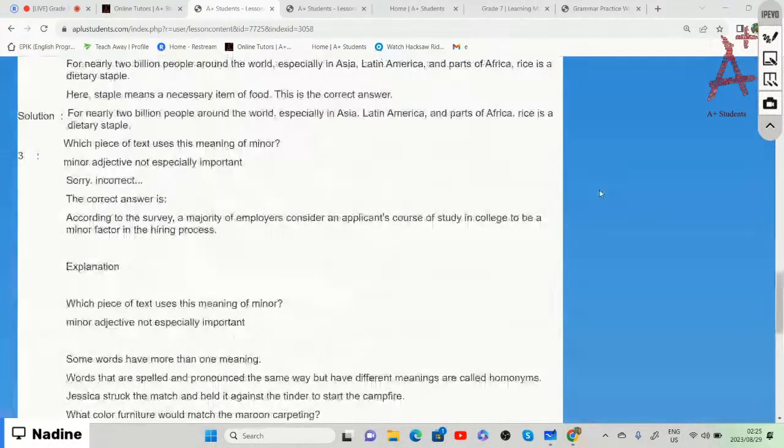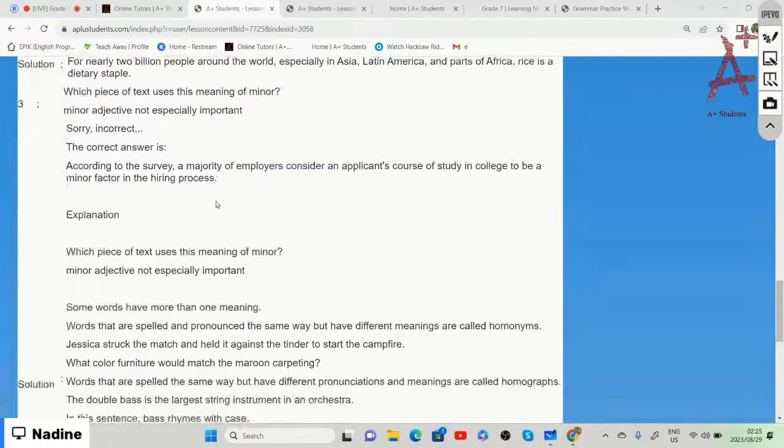Let's go to the next one. Okay, so if we look at the third example now, it says, which piece of text uses the meaning of minor? According to the survey, a majority of employers consider an applicant's course of study in college to be a minor factor in the hiring process. In this case, minor factor means almost like a small factor. It's not as big, right?